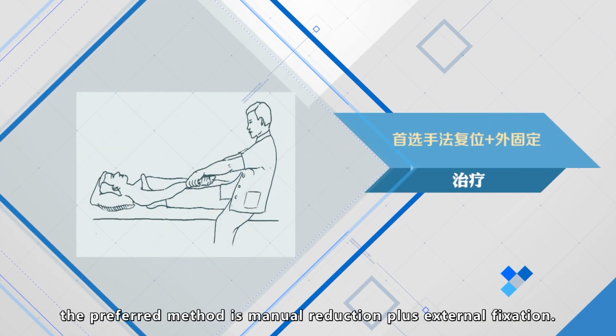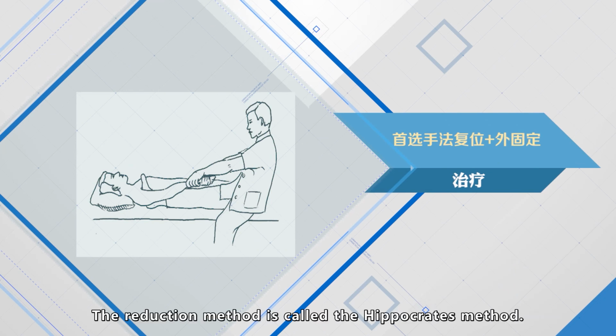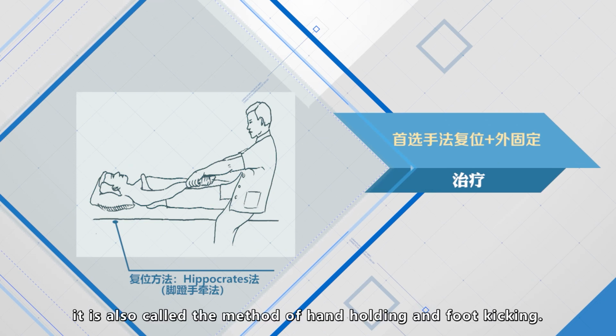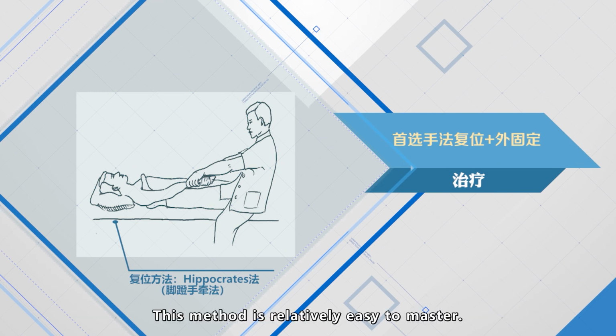The preferred method is manual reduction plus external fixation. The reduction method is called Hippocrates method. In fact, it is called the method of hand holding and foot kicking. This method is relatively easy to master. So, how to do that?